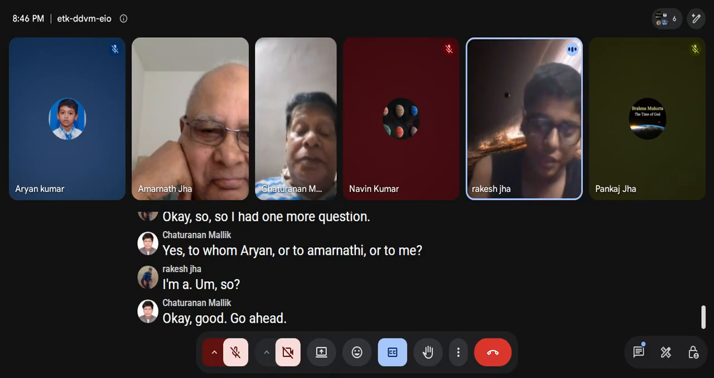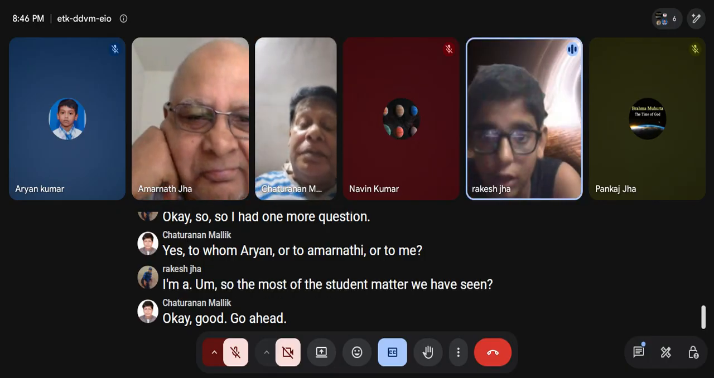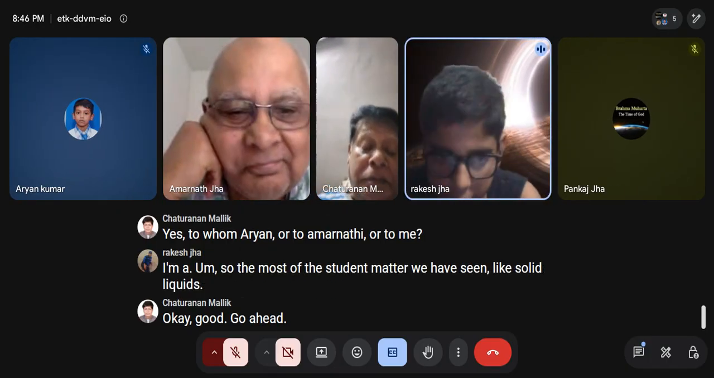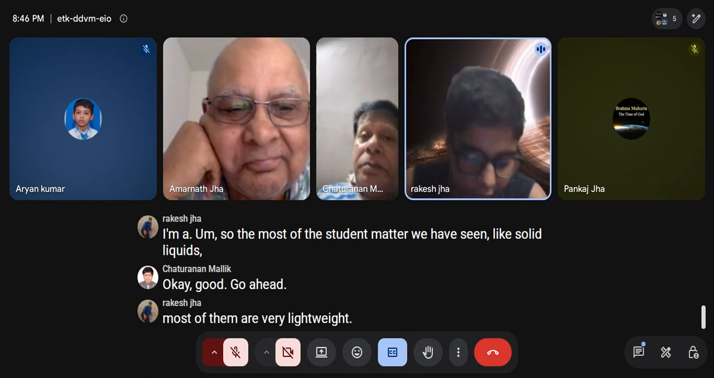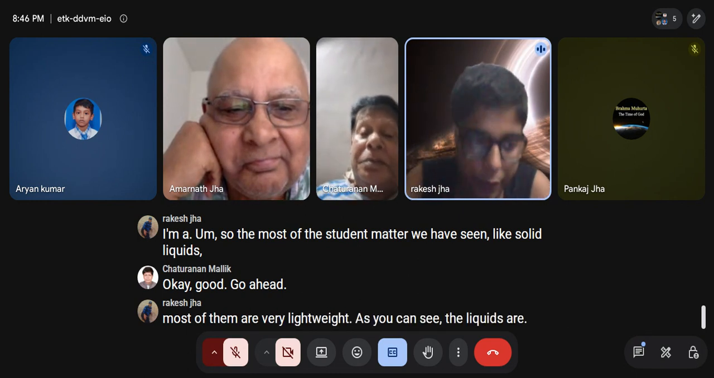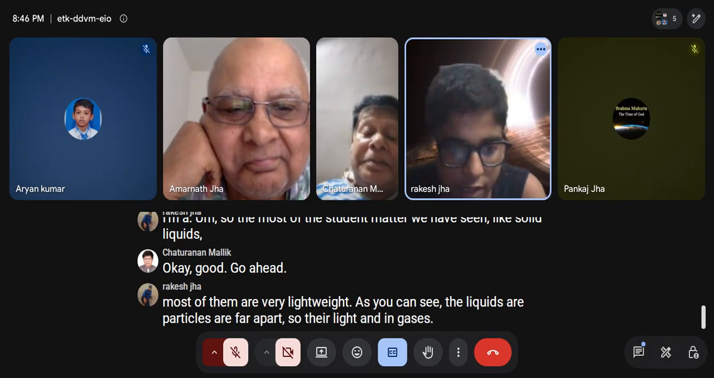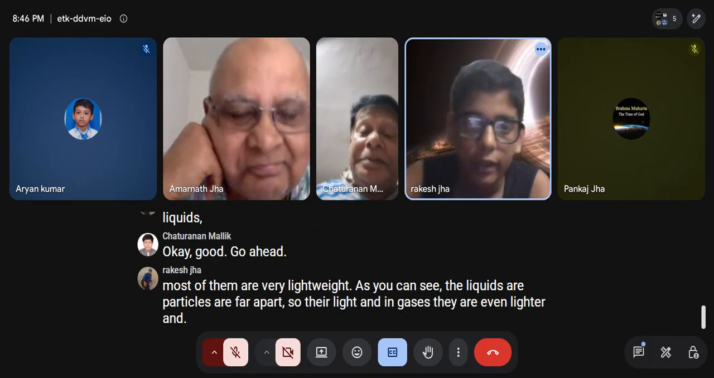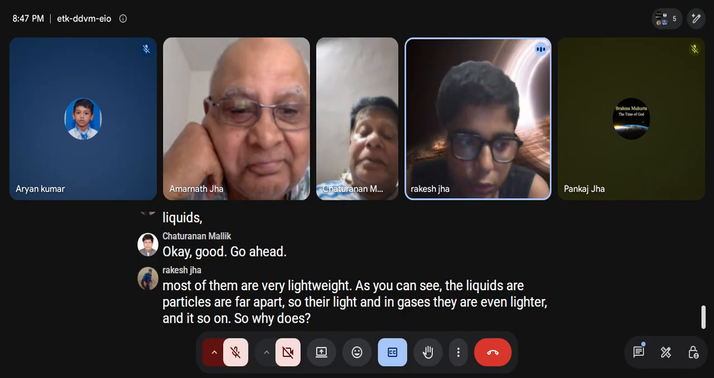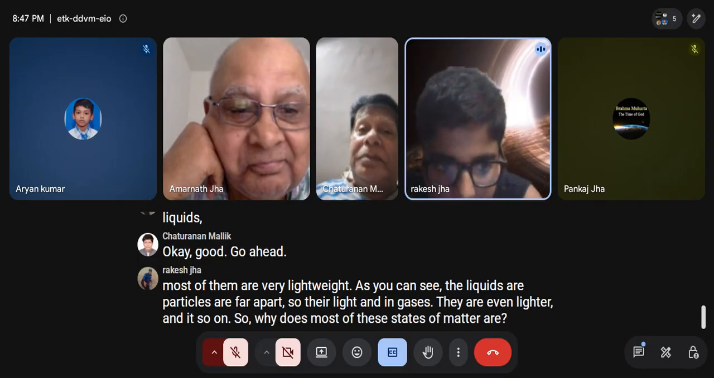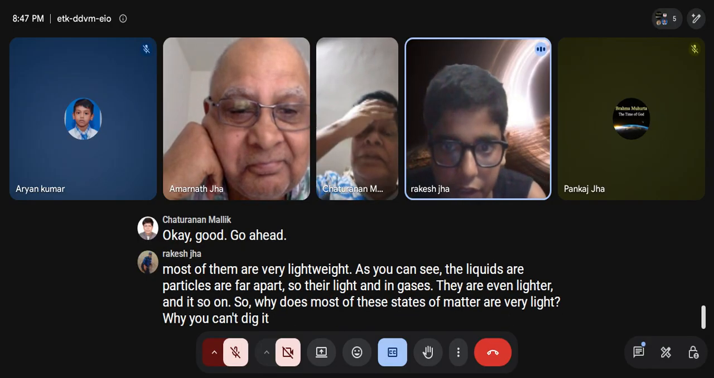So most of the states of matter we have seen, like solids, liquids, most of them are very lightweight. As you can see, in liquids the particles are far apart, so they are light, and in gases they are even lighter, and so on. So why are most of the states of matter very light? Why can't they get heavy?